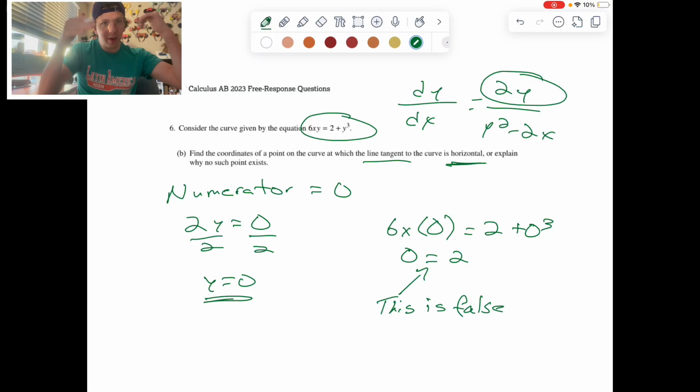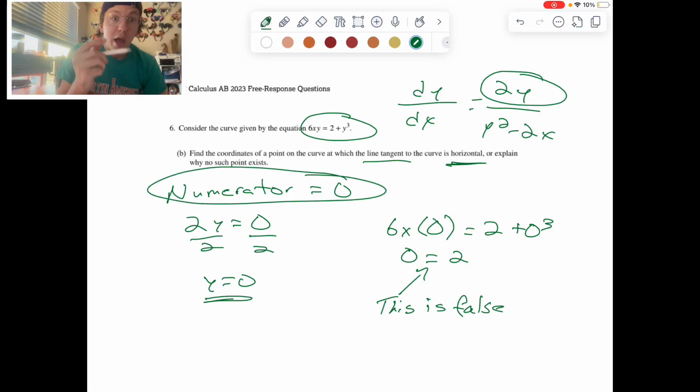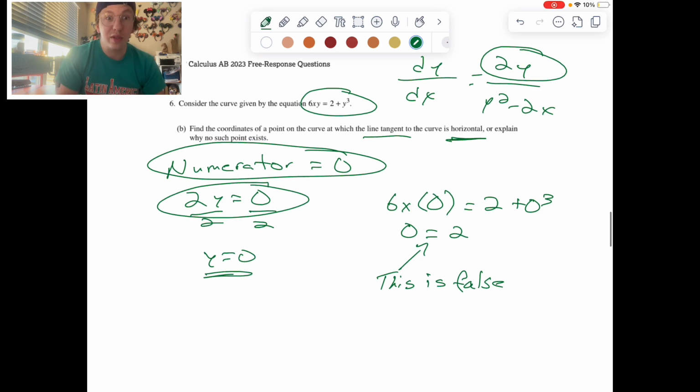So let's think about this in retrospect. We assumed that we have a horizontal tangent line, aka we assumed that our numerator is equal to 0, meaning we had a horizontal tangent line. With that assumption, that led to something that's not true. That is a fallacy. Guess what? What we assumed was false.